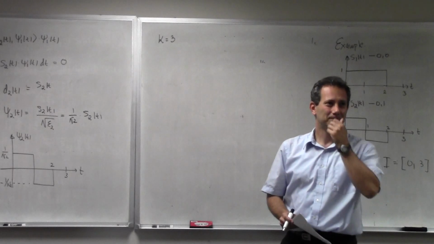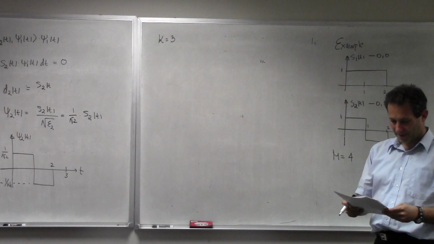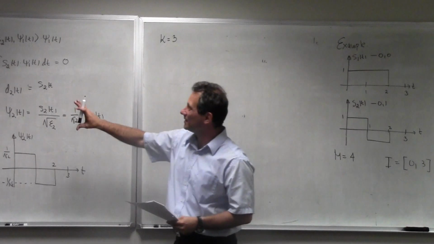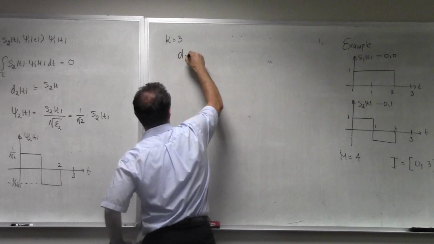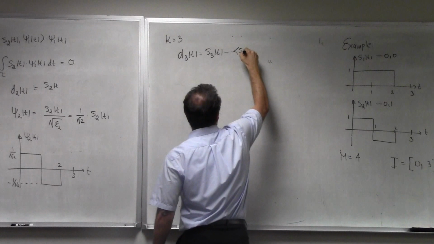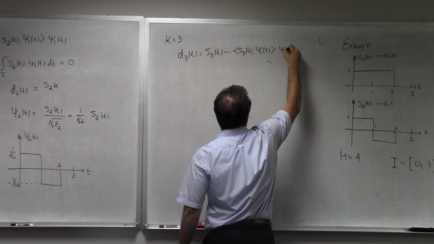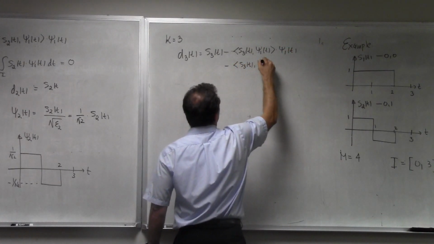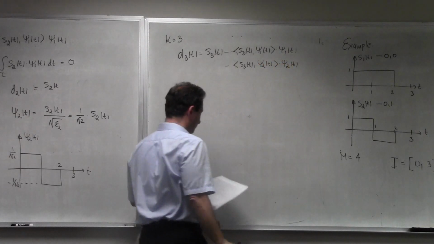Okay, so we have extracted the first and the second. So let's do the third one. The third one, in the first step, we're going to say d3 of t is equal to S3 of t minus S3 of t projected onto psi 1 of t times psi 1 of t, minus S3 of t projected onto psi 2 of t times psi 2 of t.